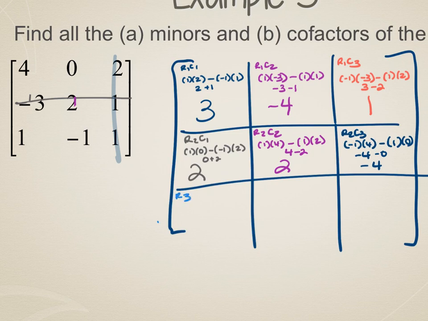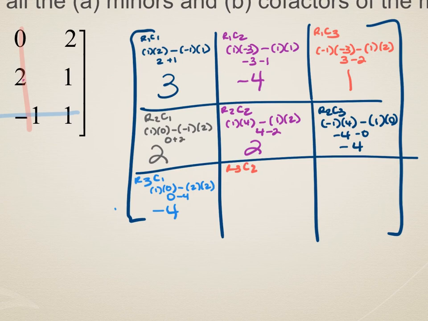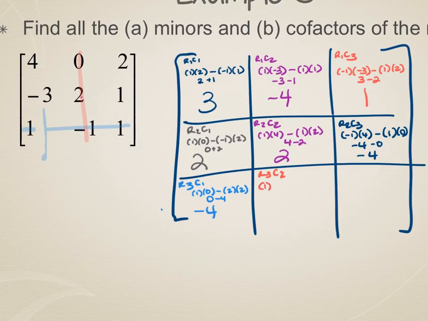Now I go row 3. So this whole time I'll be crossing out that last row. And the first one is column 1. So I get 1 times 0 minus 2 times 2. 0 minus 4, -4. Row 3, column 2. This time crossing through column 2. And I get 1 times 4 minus -3 times 2. 4 minus a -6, which is 4 plus 6, or 10.